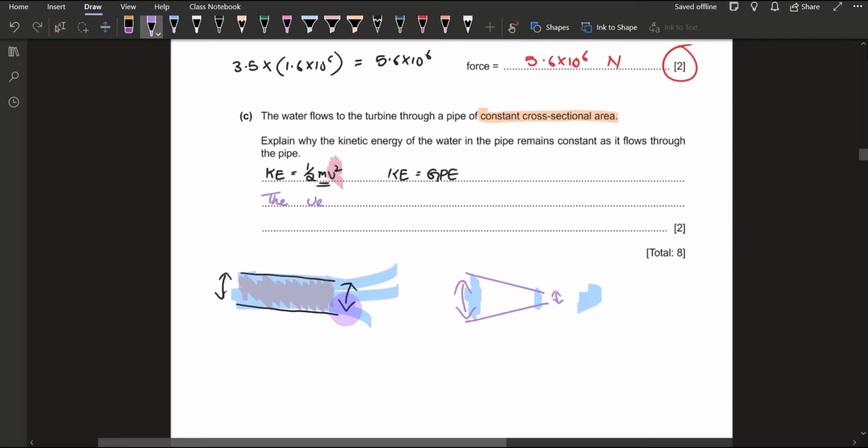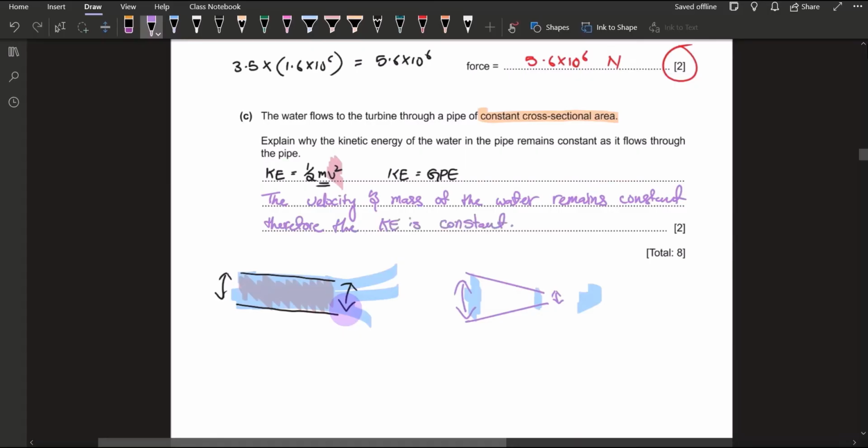The velocity and mass of the water remain constant, therefore the kinetic energy is the same, or we could write constant.